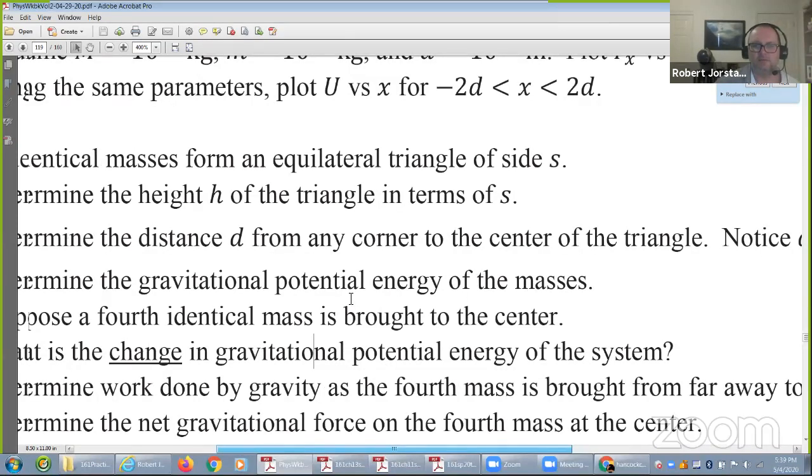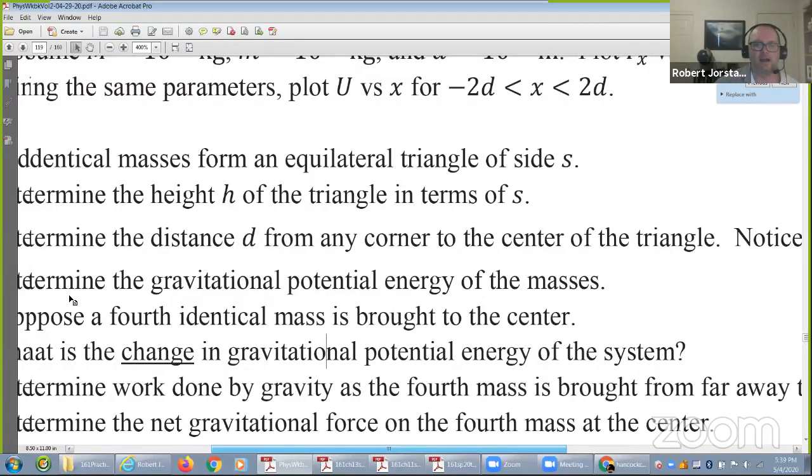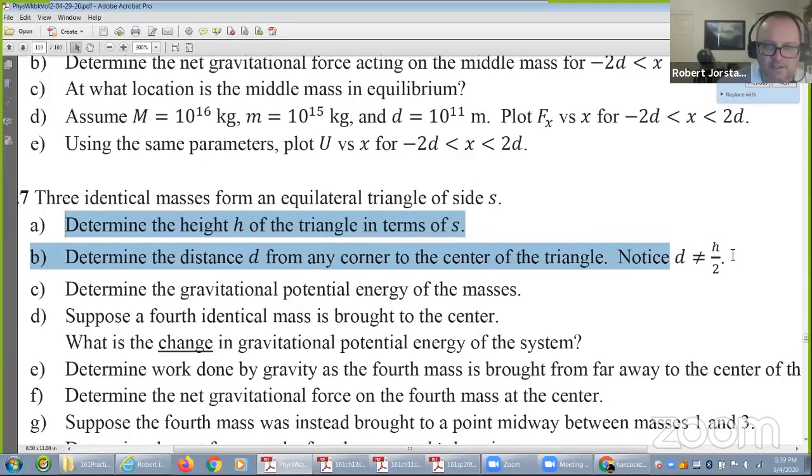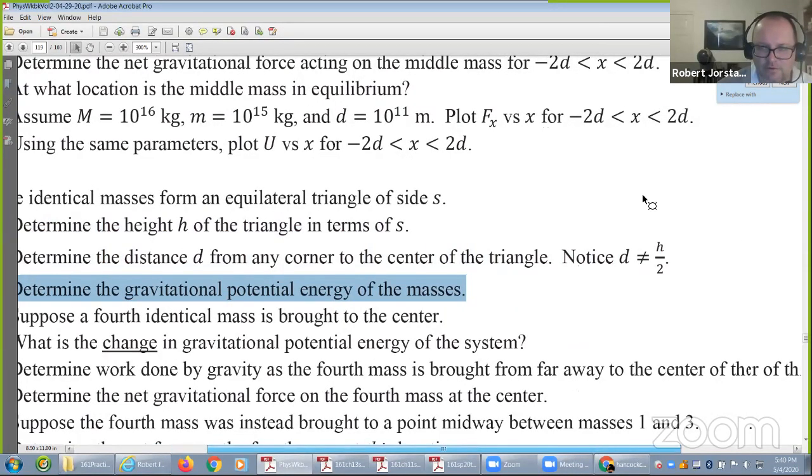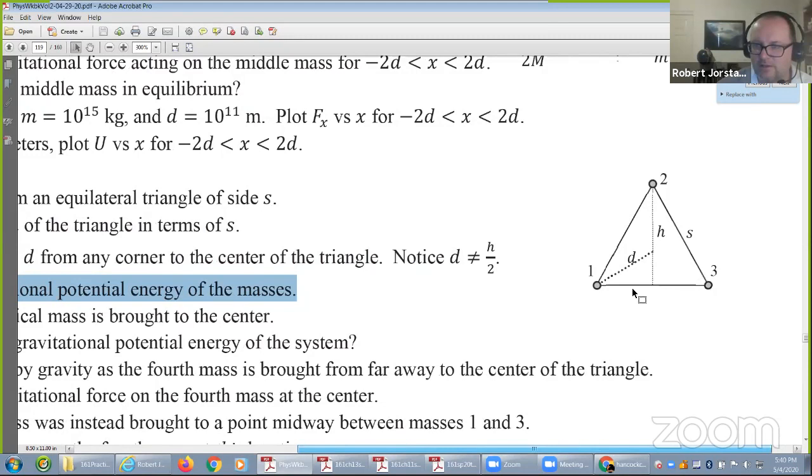Okay, so now, I was first just analyzing the geometry. That's all we did. Hopefully that makes some sense. If I want the gravitational potential energy, there's going to be three terms. We see this happening over and over again: U12, U13, U23. So that's pretty straightforward.